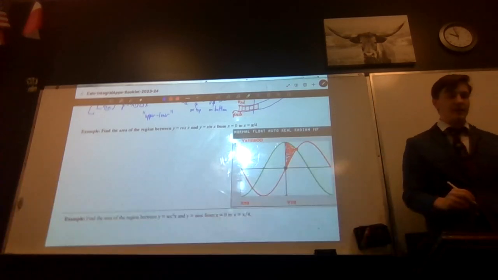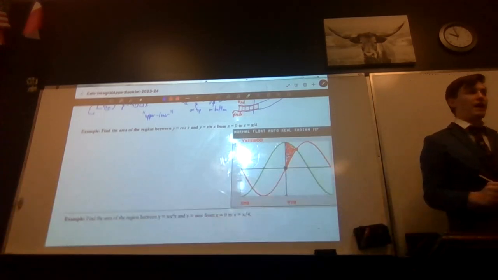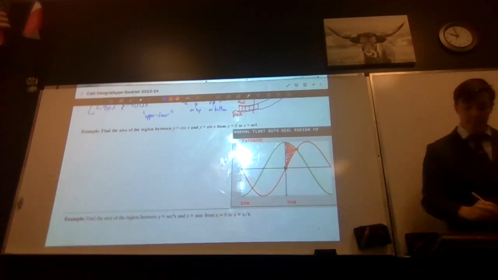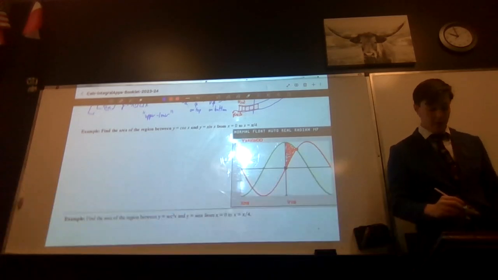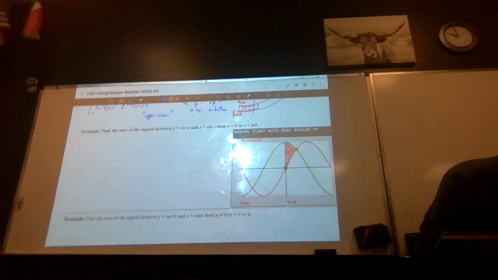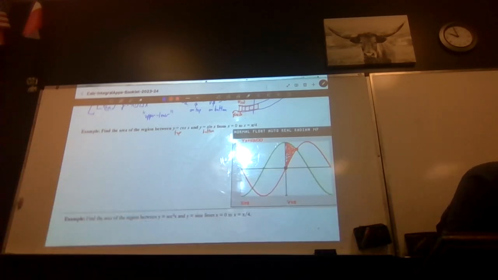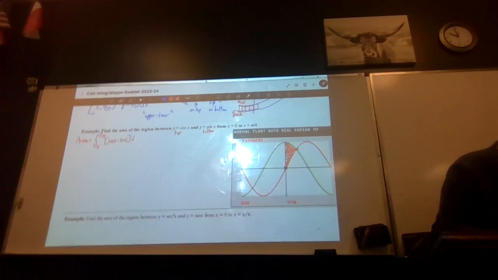What we need to determine is what is on top and what is on bottom. Which function is the upper function? Cosine. Cosine is the top, and this is the bottom. Therefore, I'm going to do my area formula as my bounds are 0 to pi over 4, and then we're going to do cosine x minus sine x dx.